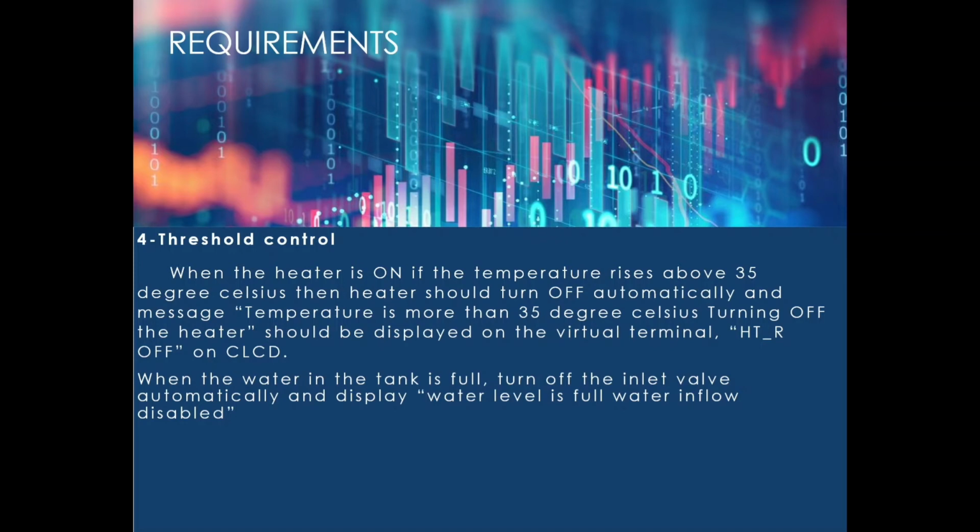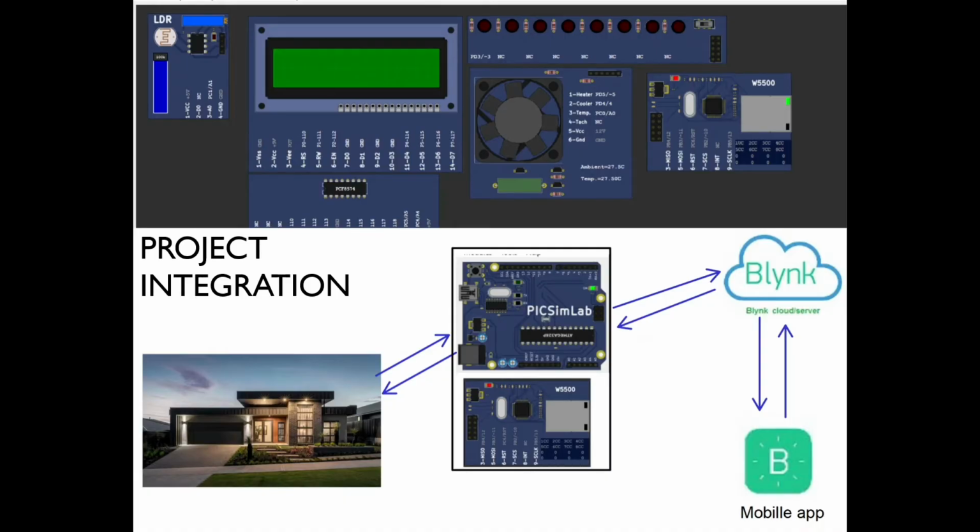And in the serial tank, if the inlet valve is full, then it should turn off the inlet valve automatically and display water level is low, and water inflow will be disabled automatically. So this is our project integration, in which we are using LDR, CLCD, LED, Ethernet and temperature system, and it will be controlled by a Blink mobile app, just like a home automation. Now we will be moving ahead to display our project.